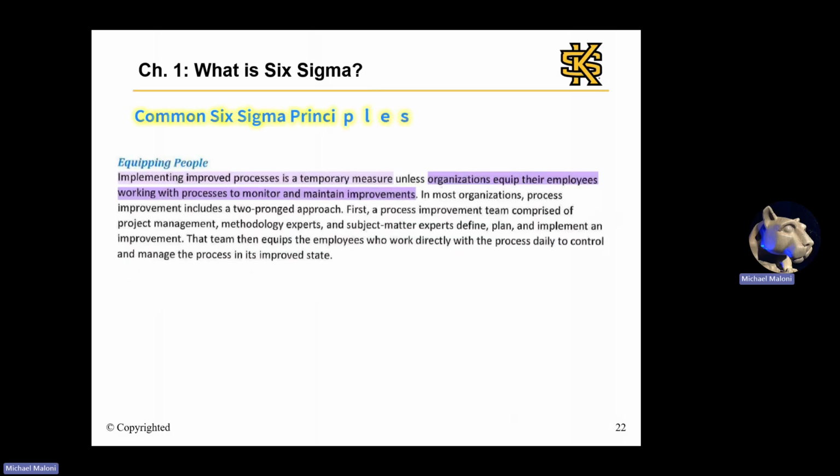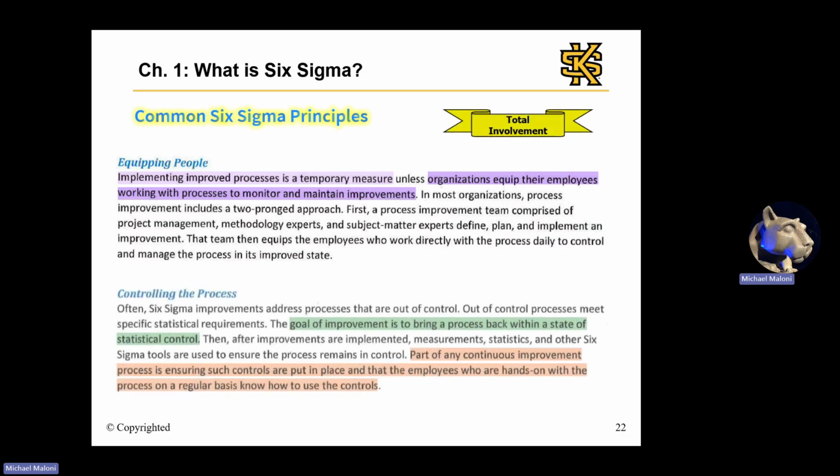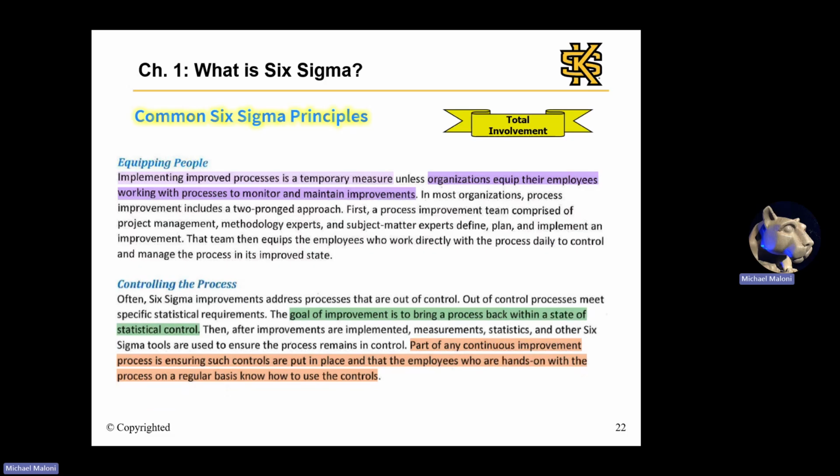Then number 6, equipping people. That means that people are equipped to monitor and maintain process improvement. And this includes the idea of total involvement. And then finally, at number 7 is controlling the process. We bring the process back within a state of statistical control and then ensure the process remains in control.